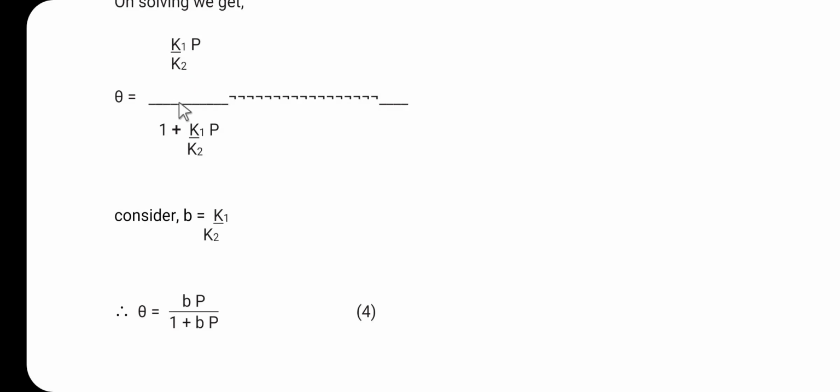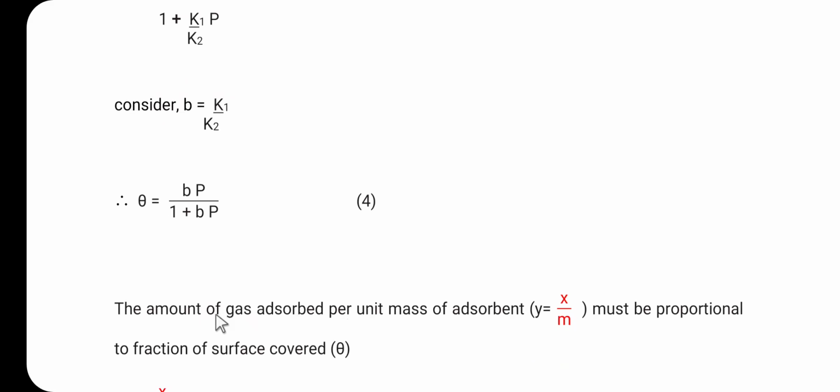Consider this K1 by K2 equal to B, where B is a constant. So this equation can be written as theta is equal to BP divided by 1 plus BP. This is equation number 4. The amount of gas adsorbed per unit mass of the adsorbent, which is Y or X by M, must be proportional to the fraction of the surface covered, that is theta. This is also important. All of you know that the amount of gas adsorbed per unit mass of the adsorbent is X by M.